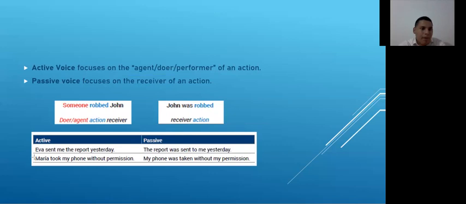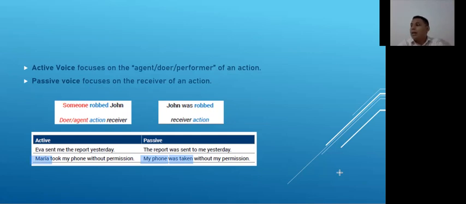Now, the second sentence. Maria took my phone without permission. And then if we transform this into passive voice, it says, my phone was taken without my permission. So my phone is a receiver of the action because it was taken. I can mention the doer, yes, if I want. Maria, sorry, I say my phone was taken by Maria.